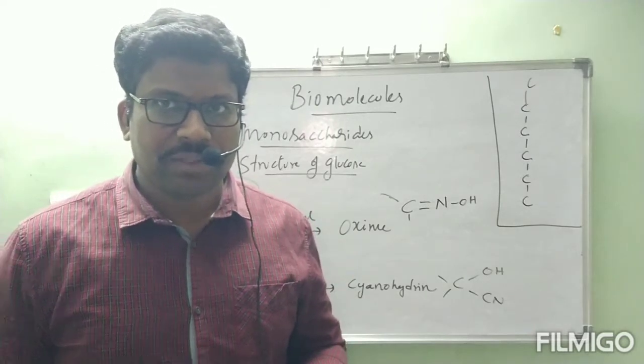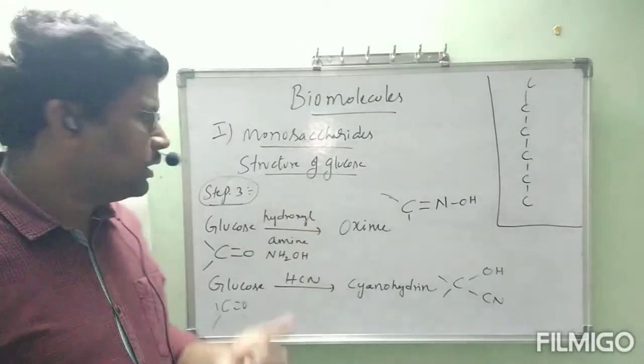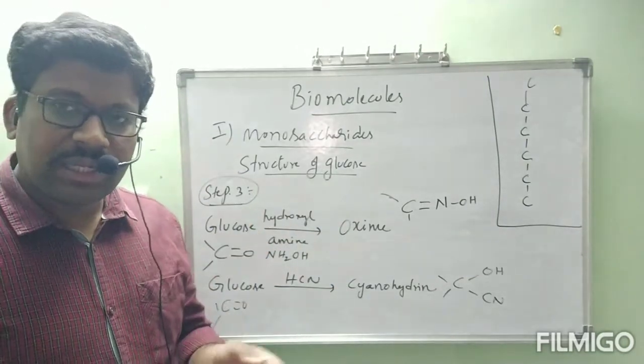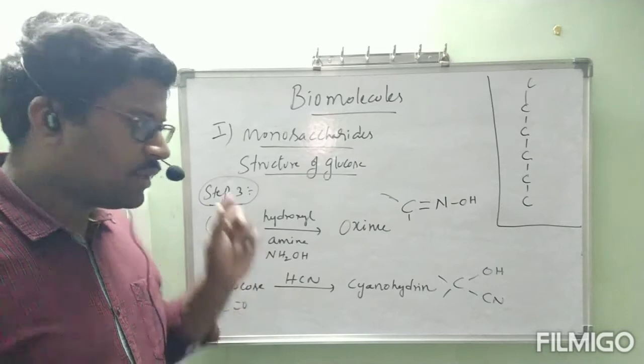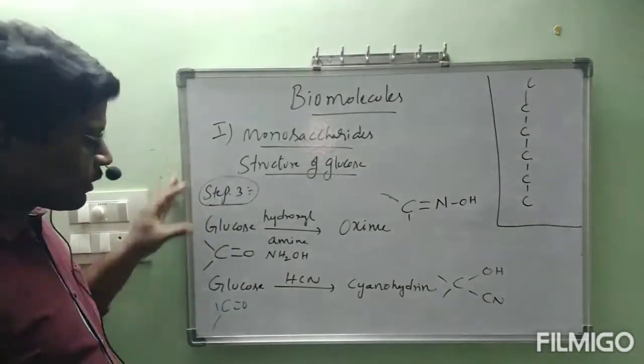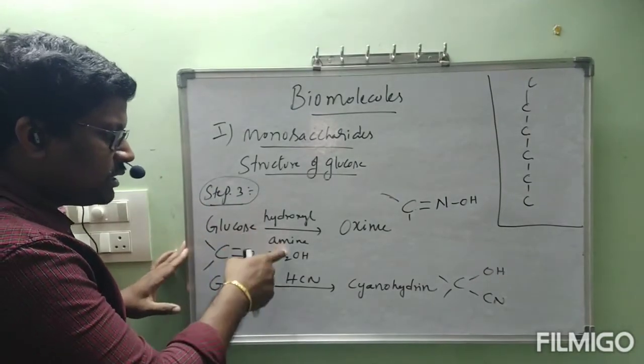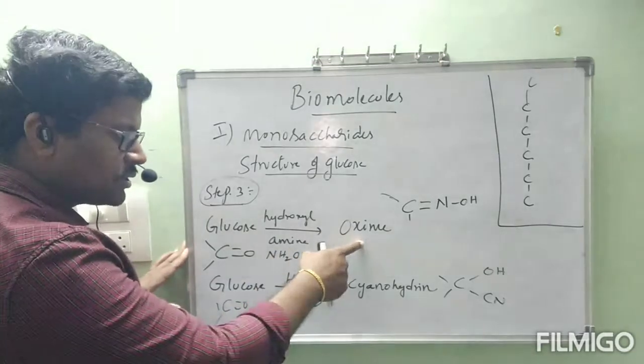In yesterday's class, we saw how we are going to obtain the structure of glucose. Now we will continue that. We have completed two steps. Even the third step we have seen yesterday. Now, that third step again: glucose reacts with hydroxylamine to form oxime.